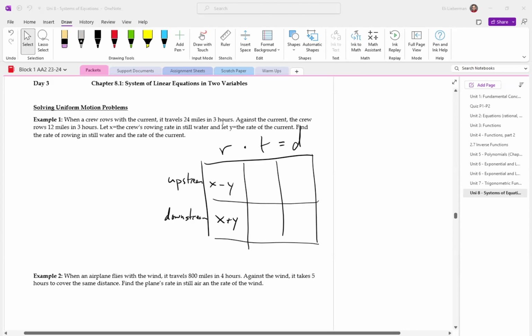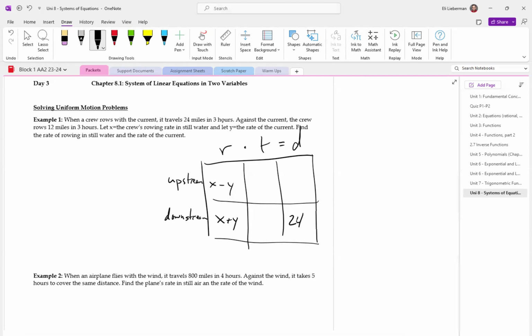So, can I get some help? Well, let's see, like the 24, where's that gonna go? I see it. It's on the downstream. Are we good with that? And then the 3. It goes with that 24, doesn't it? That's just the time.